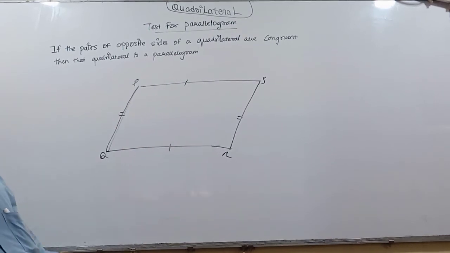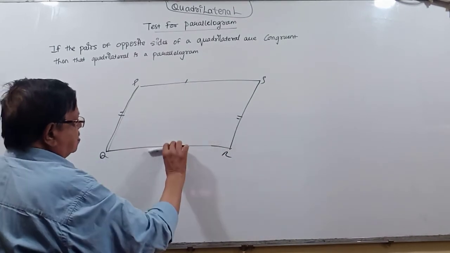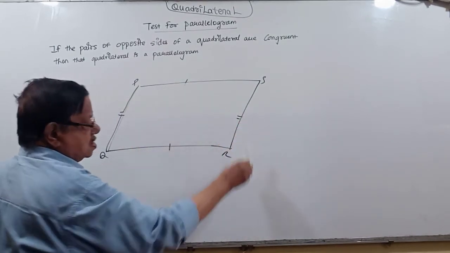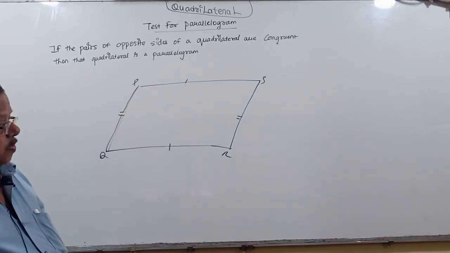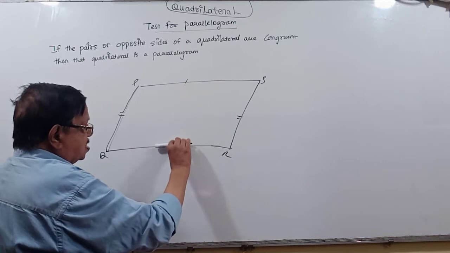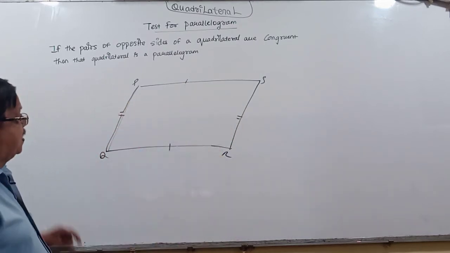What is given? Opposite sides are congruent. This is congruent to this and this is congruent to this. We have to prove this is a parallelogram. That means we have to prove this is parallel to this and this is parallel to this. That is what we have to prove.